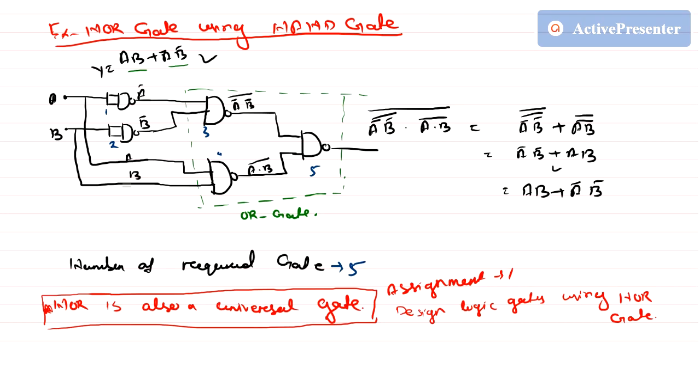But if you use a NOR gate, then the design will change. In place of the NAND gate, if you place a NOR gate, the answer will not be the same. So for the NOR gate, there are small changes. One thing you should remember: A bar plus B bar is equal to AB whole bar. Remember it like this, then you can design things.